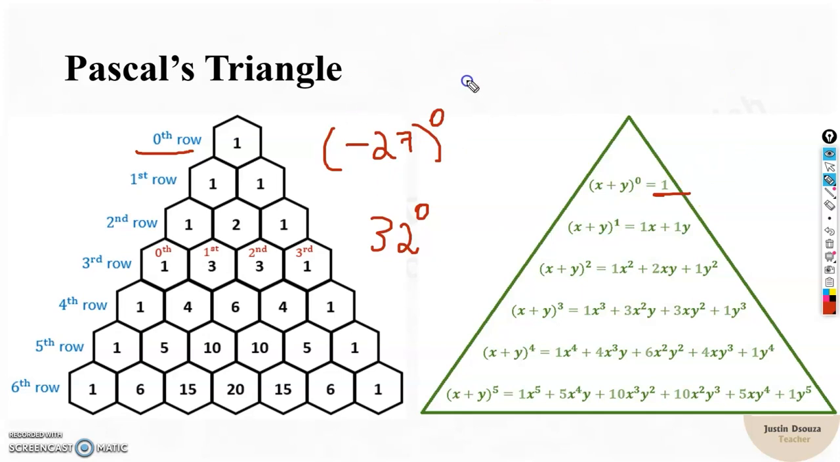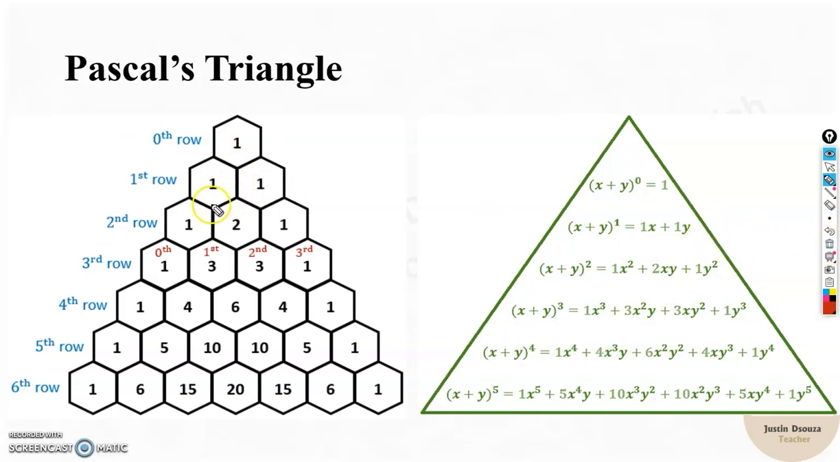So now I write some variables. Okay, x plus z, the whole power 0 is 1. So this is one important thing to remember. The 0th row means its power is 0, it starts with 1. Then what about the first row? You start with 1 and end with 1. So that's just 2 terms, so it will be just 1 and 1.